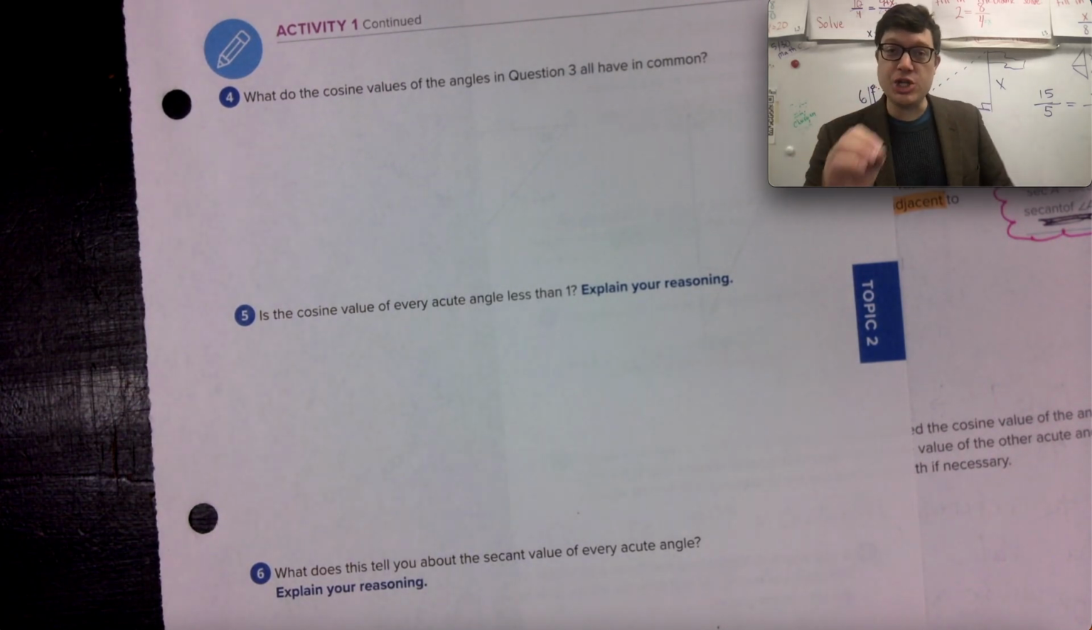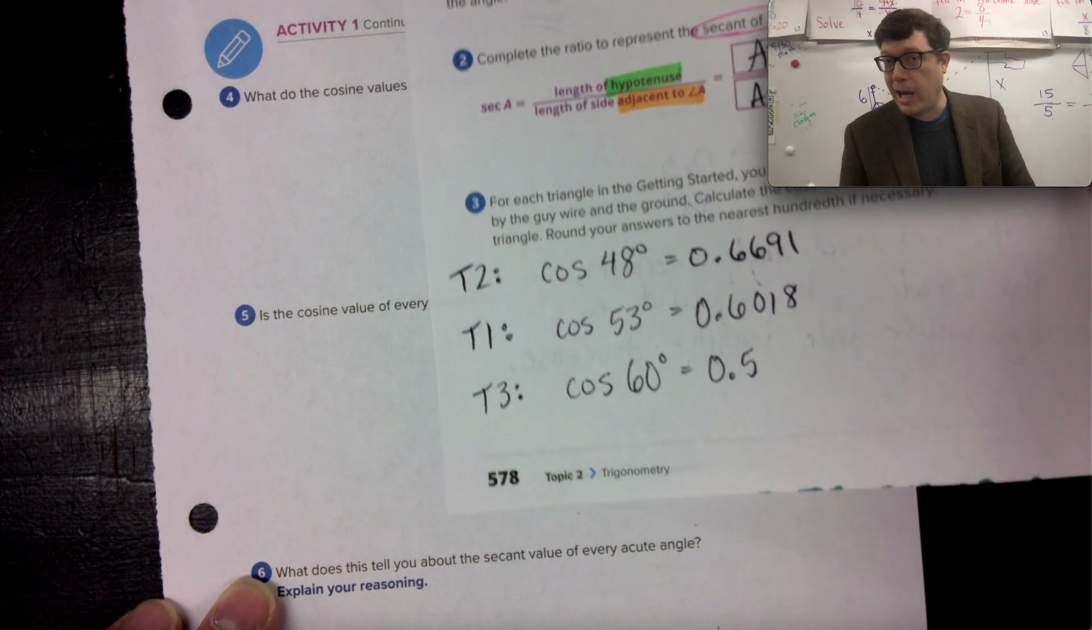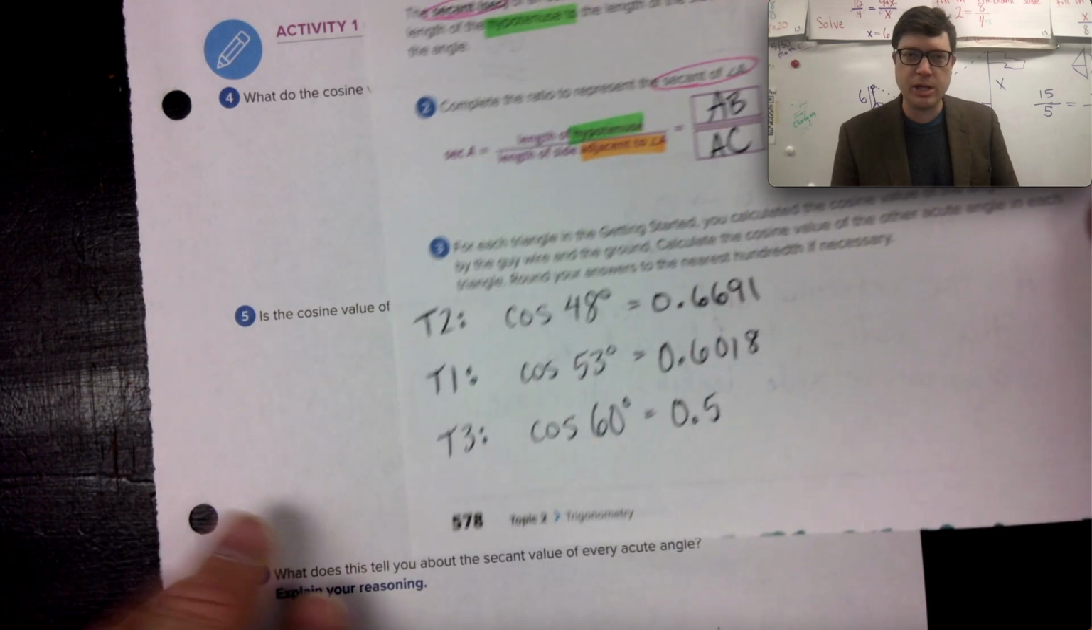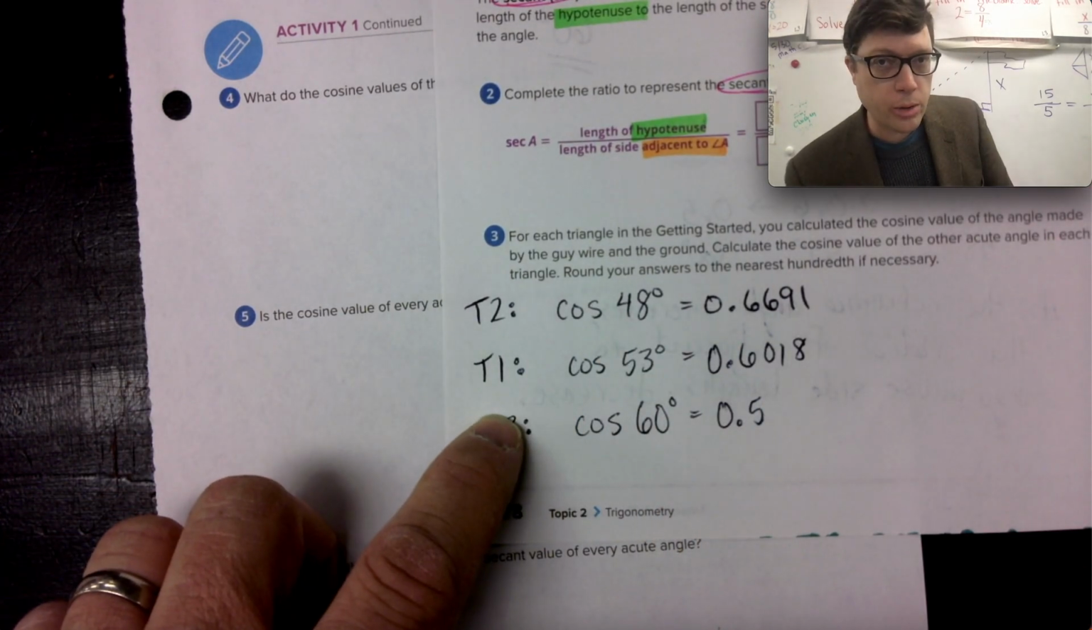Cosine is the adjacent side divided by the hypotenuse. In the previous page, we found some cosine values for some angles. We used the scientific calculator that's standard on the phone to calculate some cosines of angles. Be in degree mode, okay?